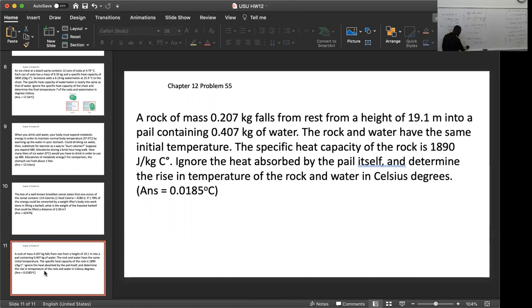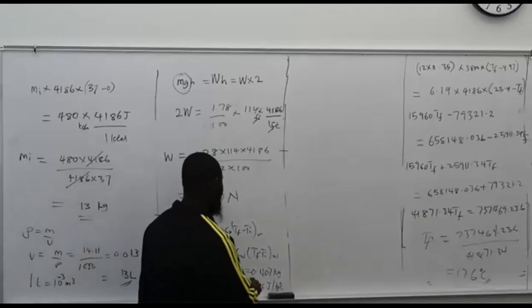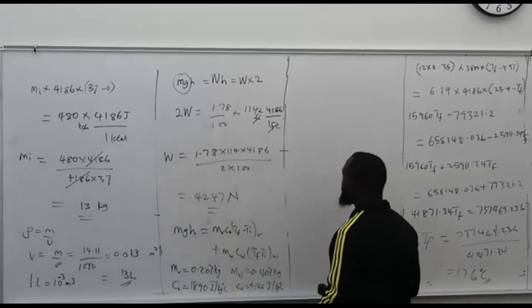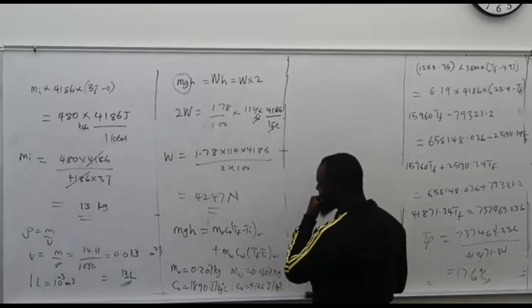Okay, so I'm going to put my parameters down. The mass of rock is given to be 0.207 kilograms. Mass of water is given to be 0.407. The specific capacity of rock, C rock, is given as 1890 joules per kilogram per degree Celsius. We know specific capacity of water, 4186 joules per kilogram per degree Celsius. They ask us to find the rise in temperature. So we're looking for T final minus T initial for both, because they're going to have the same rise in temperature, assuming they both have the same initial temperature.